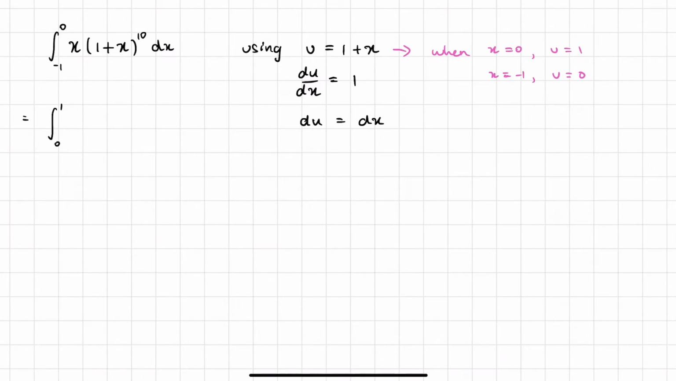Okay, now one last thing is, let's get a new color. u equals 1 plus x. That means we can say x equals u minus 1, right? And we're going to need this because we're going to sub this one with this x. Okay, and we will sub this one inside here with that u. Okay, so this is what it will look like. u minus 1 and u to the power of 10 and du.